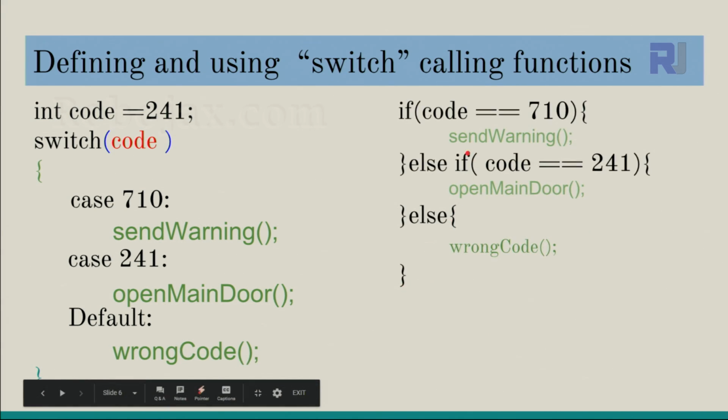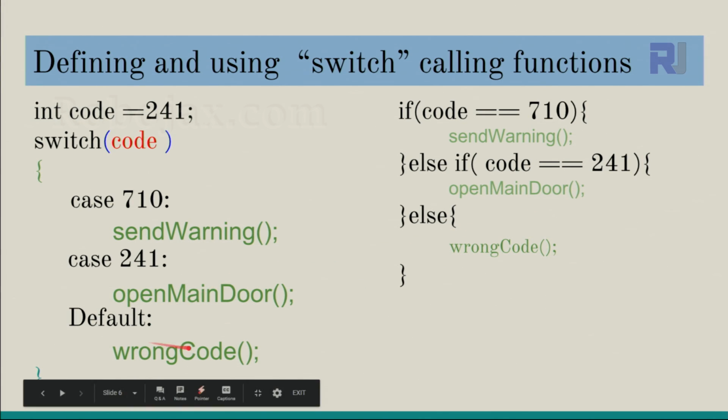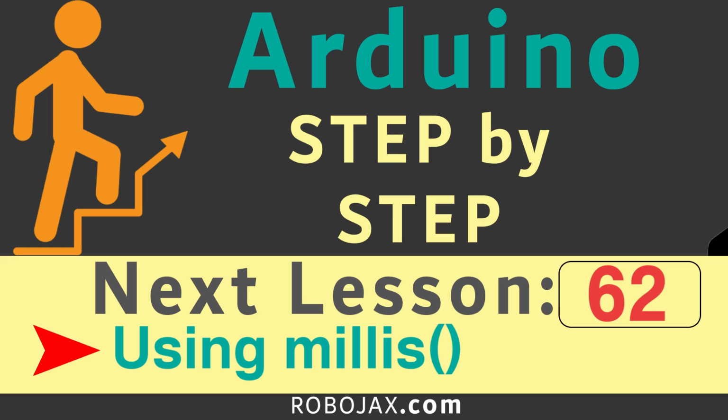And here is the equivalent of the switch: if code is equal to 710, send warning. Else if the code is equal to 241, then run this function, open main door, and default wrong code. Else means wrong code, so the code must be these two. Of course we can have more else if. So if is important at the beginning and else is important at the end to make this work.